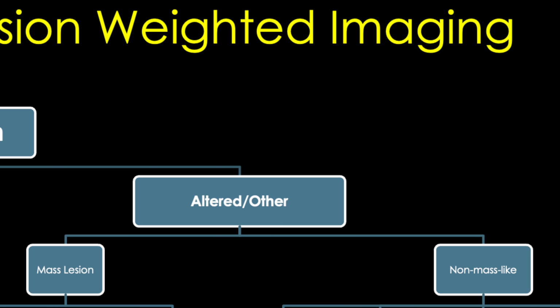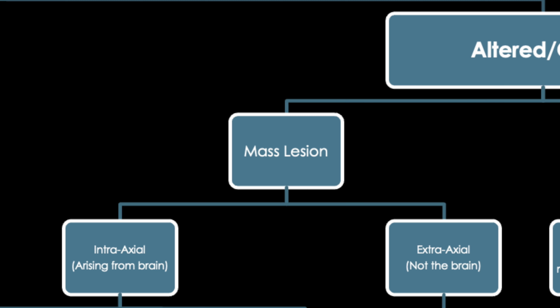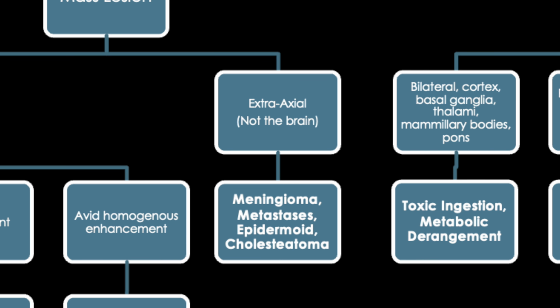If you think it's a mass lesion, the next decision point is whether the lesion is what we call intraaxial, arising from the brain itself, or extraaxial, coming from the meninges, bone, or elsewhere within the intracranial compartment. If it's extraaxial, not arising from the brain itself, common etiologies that will display restricted diffusion are meningiomas and metastases, along with more rare entities such as epidermoids, and if the location is in the middle ear, cholesteatomas.